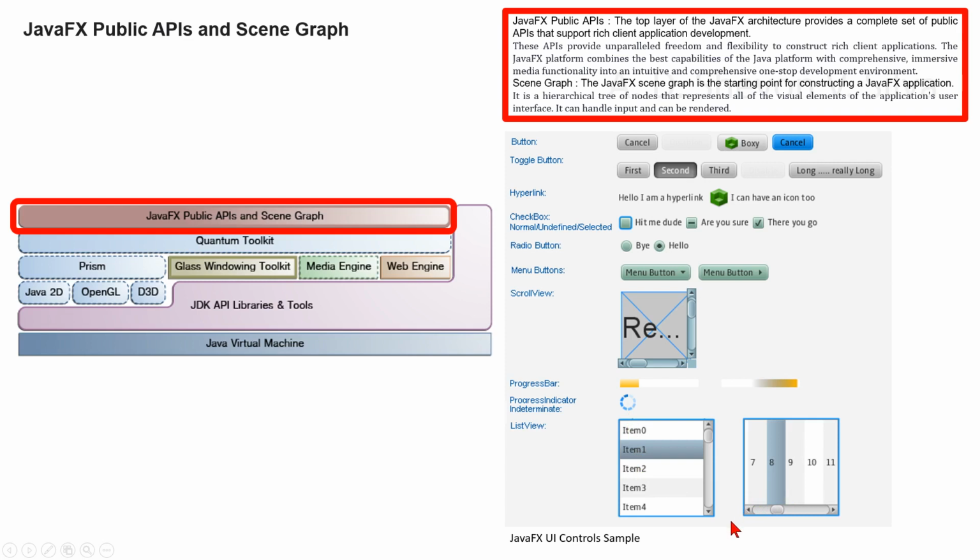10th row presents two list view components. The left list view has a vertical scroll bar. Following elements: item 0, item 1, item 2, item 3, item 4. The second list view has a horizontal scroll bar and lists the following elements: 7, 8, 9, 10, 11.